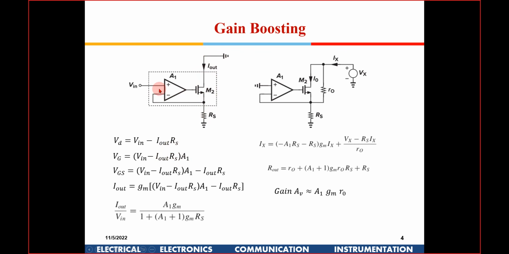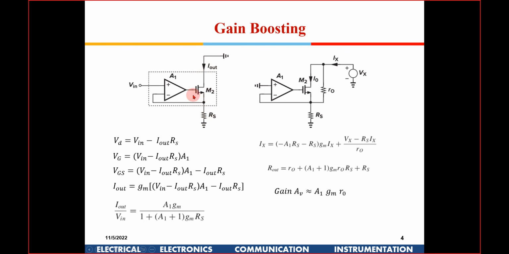Okay. So now the difference of these voltages is VD, which is available, and if the gain of this amplifier is A, I multiply it by A. So that just gives the gate voltage. Now I have to find the gate to source voltage, so I am subtracting the source voltage. Source voltage is minus I out RS.